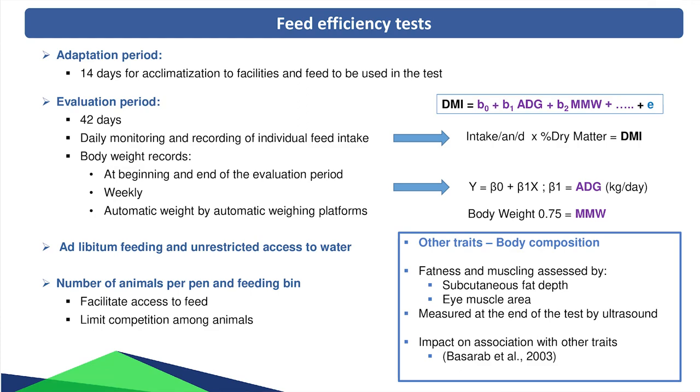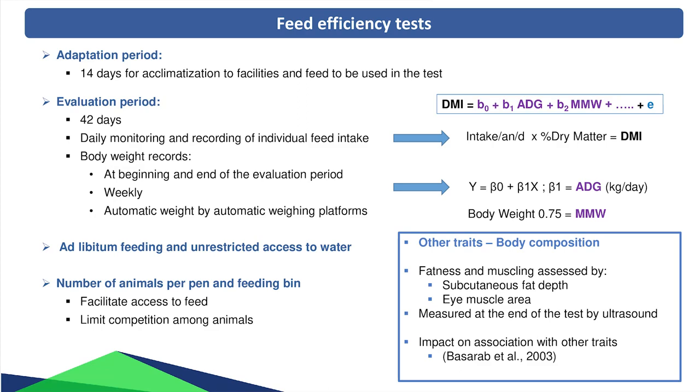And usually, the other trait included in growing animals in the estimation of residual feed intake is body composition. For that, sometimes people have CT scanning measurements, but those of us who are not so lucky have ultrasound measurements. I was looking at the people from Scotland that have a fantastic equipment for CT scanning. But with ultrasound, you can measure the subcutaneous fat depth and the eye muscle area, or rib muscle area, that's another way to call it, as an indicator of fatness in the animal or muscle or lean content in the animal.